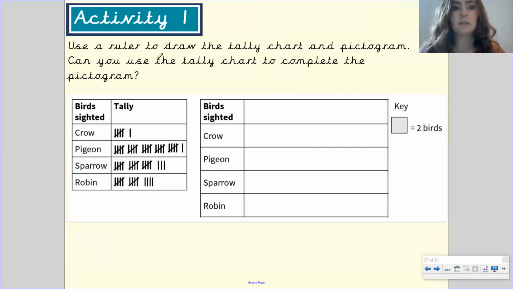So, using a ruler, draw the tally chart and pictogram. Can you use the tally chart to complete the pictogram? Now, it's really important to note here that for your key, for every 1 square, it's 2 birds. Okay? So for every 1 square, it's 2 birds. If you are completing activity number 1 using a ruler, please pause the video here.